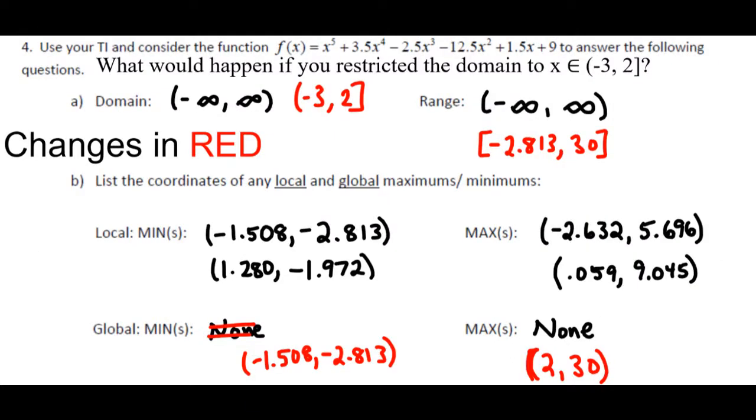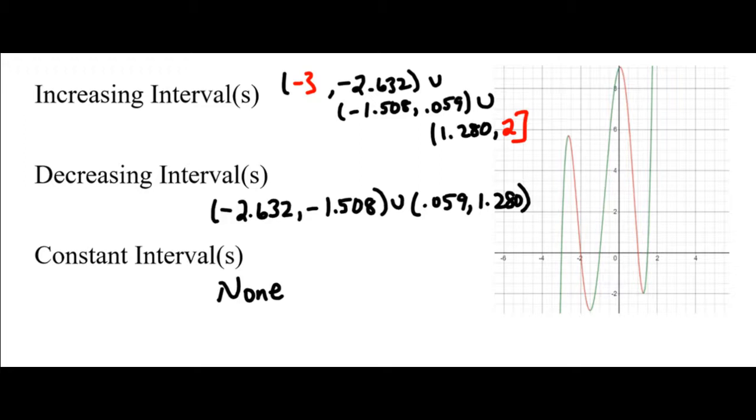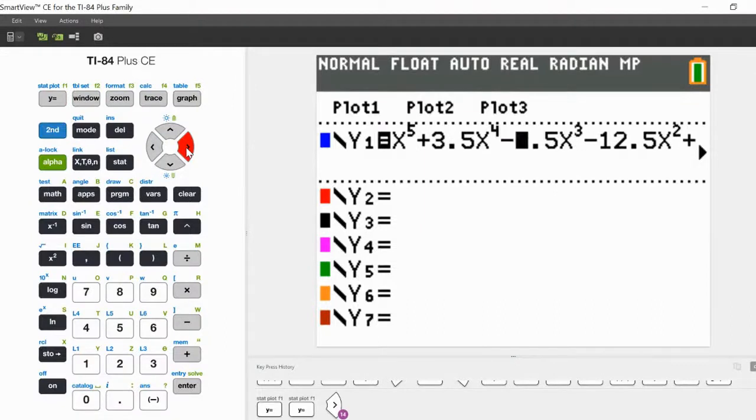But if I changed it so that there was a restricted domain, there are going to be some changes in red here. The domain changes from -3 to 2. The range goes from -2.813 up to 30. And then there were some changes because we also had global maxes now because it actually did reach a lowest or a highest point. And then there's a slight change in the increasing intervals because there's endpoints that show up.